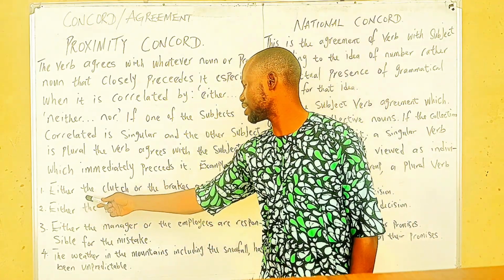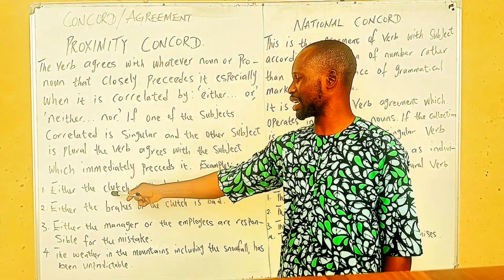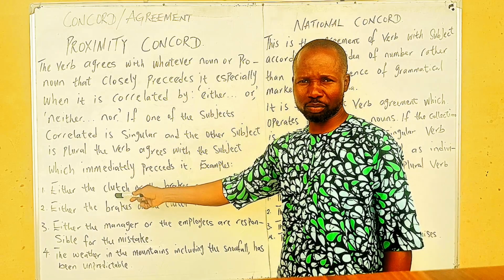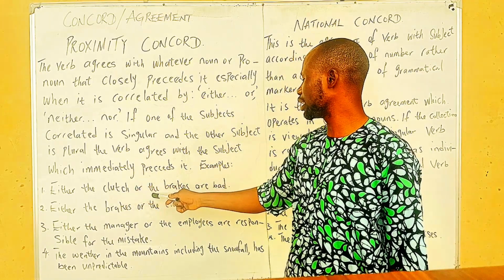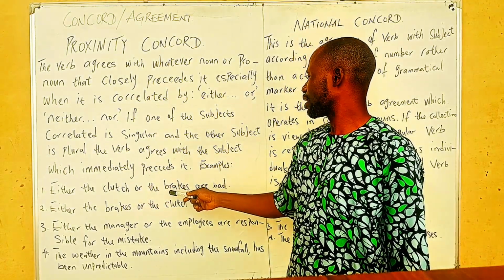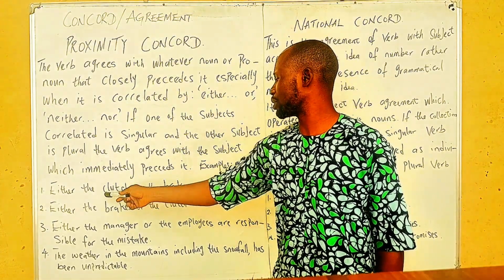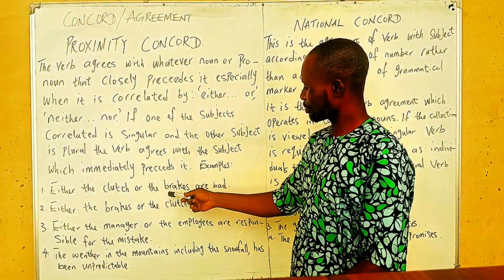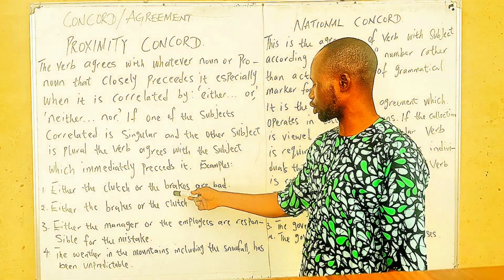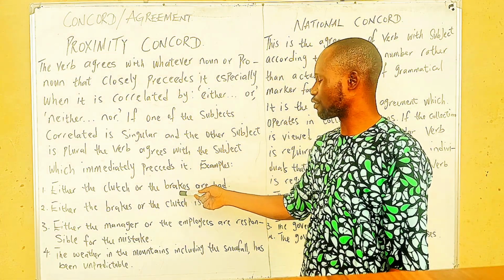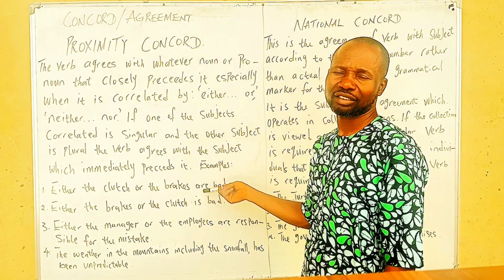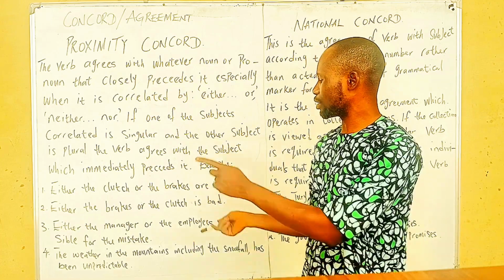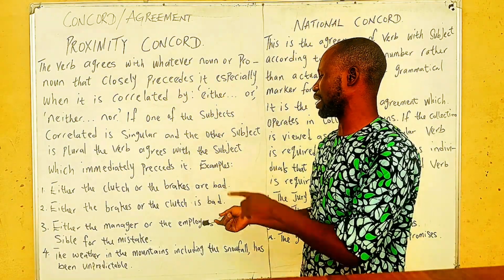You say, either the clutch, you can see now, this clutch is a subject, or the brakes. These two are both subjects, but the one that precedes the verb is what? Brakes. Therefore, we have are. Now, let us change it. Are bad. Let's go to the next one.